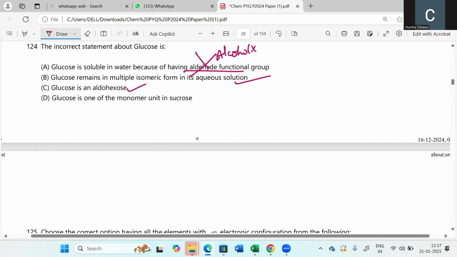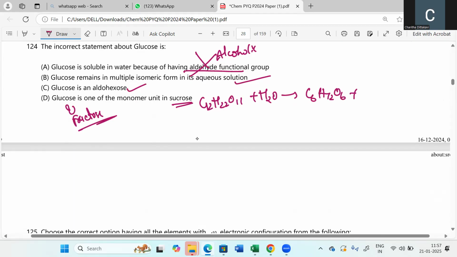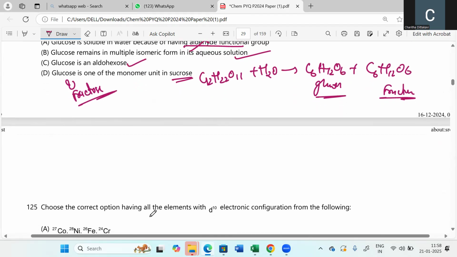Glucose is one of the monomer units of sucrose, and fructose is the other. Both of them are C6H12O6. Sucrose is C12H22O11. This, in the presence of water, will give you C6H12O6 plus C6H12O6. One is glucose and one is fructose. These are the two monomer units of sucrose.